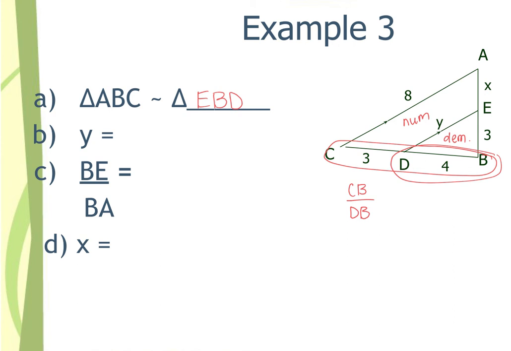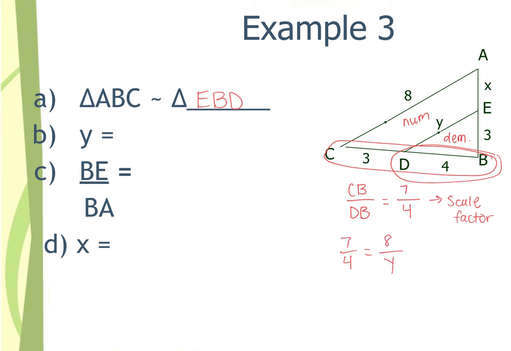So CB over DB is going to be, what's CB? 7. What's DB? 4. Good. So our scale factor is 7 over 4. How are we going to use that to find y? Cross multiply that with y over 8. No, it's not y over 8. 8 over y.